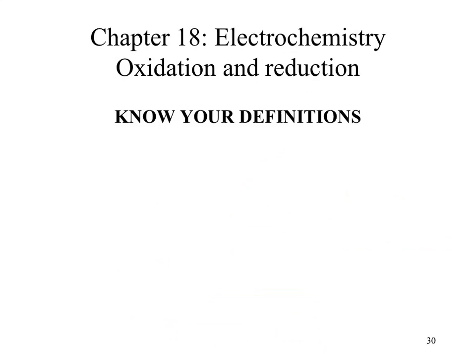Chapter 18 was our electrochemistry. You need to know your definitions. What definitions are we talking about? Anode, cathode, what else? Reduction, oxidation. What else? One more small one. Reducing agent, oxidizing agent. You need to know what those terms mean.